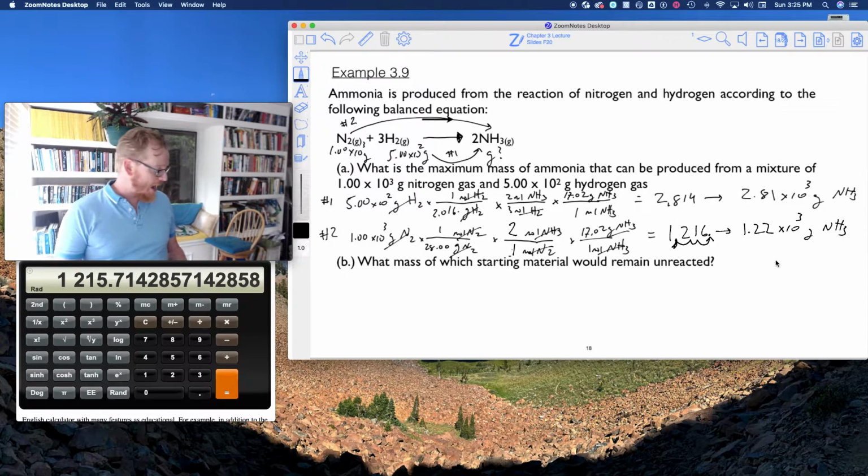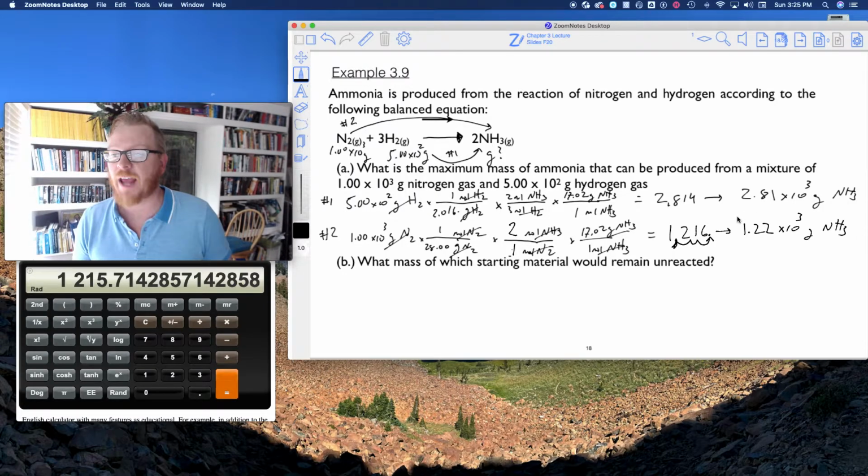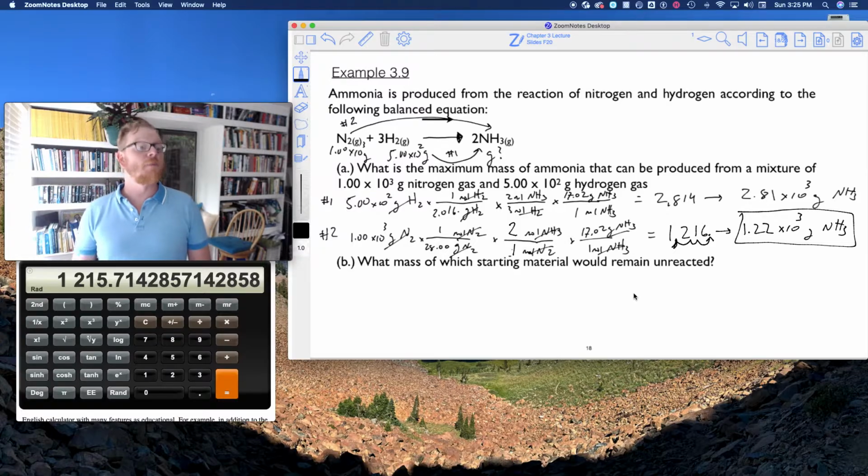So what is the maximum amount that can be created? Remember, the least is the most. So 1.22 times 10 to the 3, that's 1,220, or 1,216 with 4 sig figs grams of ammonia. Okay. Now it says what mass of which starting material would remain unreacted.